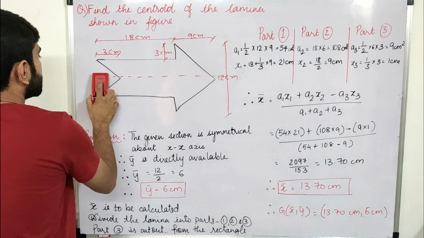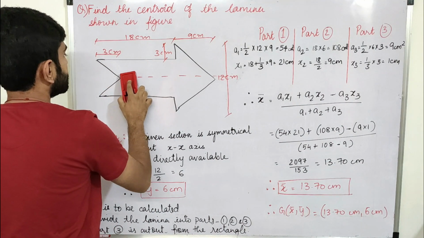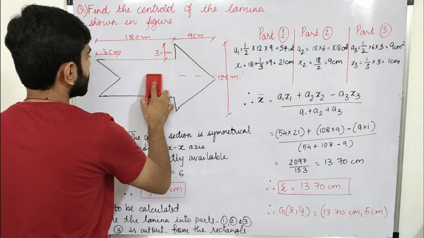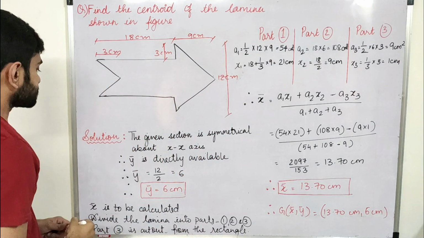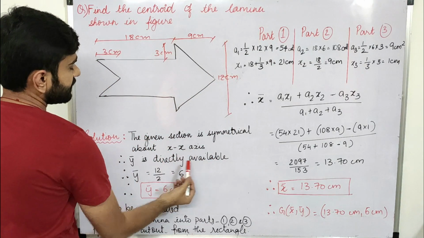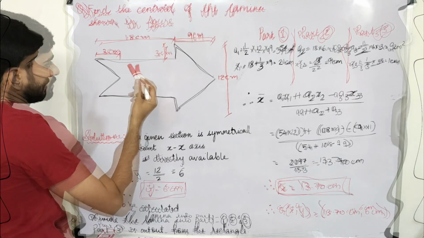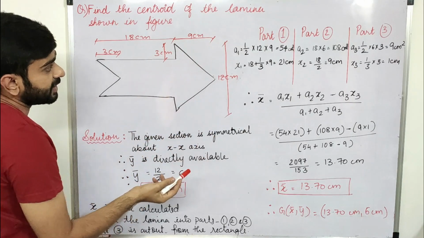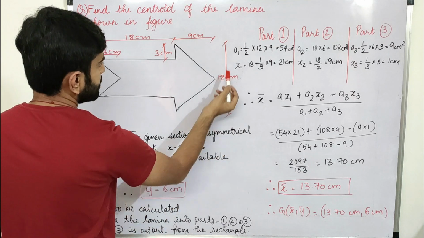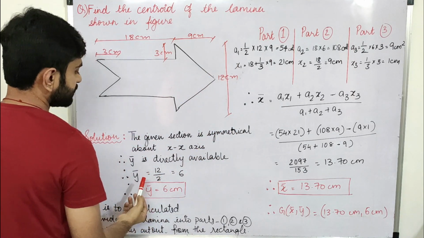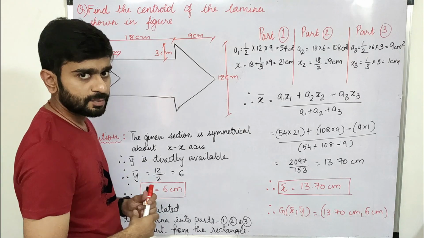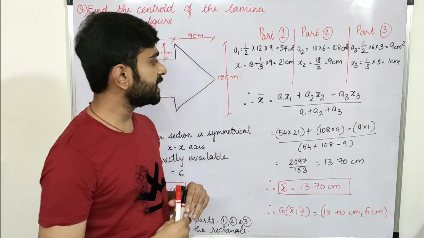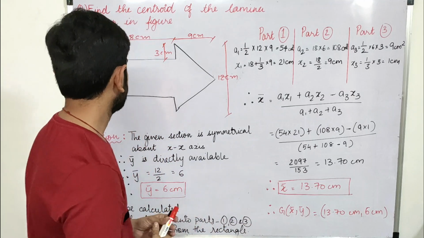So our y bar, that is the y coordinate for the centroid, is directly available. We don't have to calculate y bar, and that is the maximum value in y direction divided by 2. That is this 12 divided by 2, it will be 6. So y bar is 6. So half of the problem is solved here. But what we need to calculate is x bar.